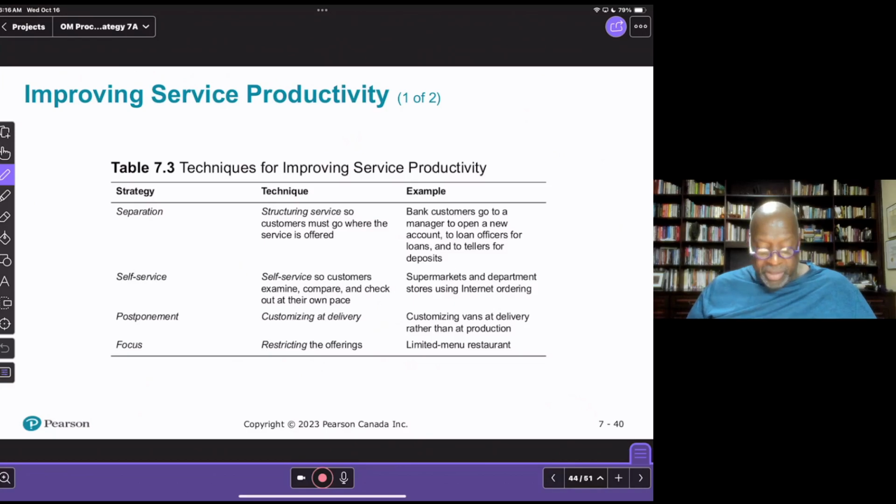If you want to improve services, you could do some separation. If you could do some service separation, then you could use automation to help you, right? So bank customers go to a manager to open a new account, loan officers for loans, and tellers for deposits. That's a sort of segmentation of the services to improve efficiencies, because some things take a long time. Getting a loan application takes a while. So structuring services so customers go where the service is offered. Self-service, like gas stations right now. We do a lot of our own things. We place our orders online.